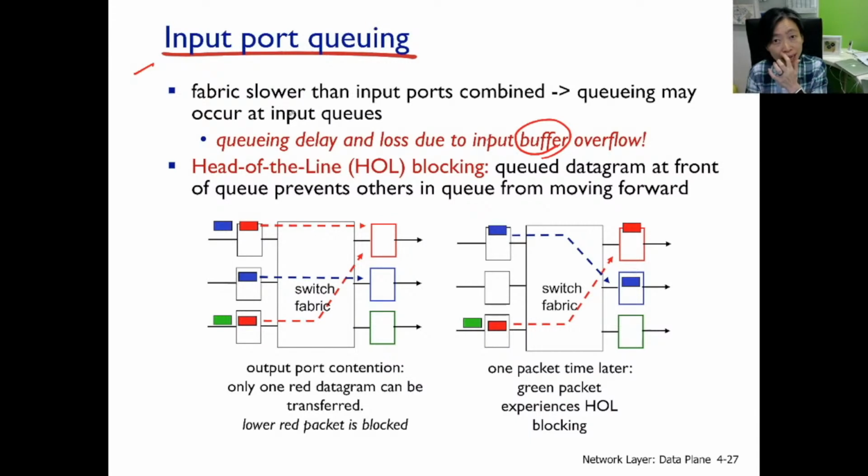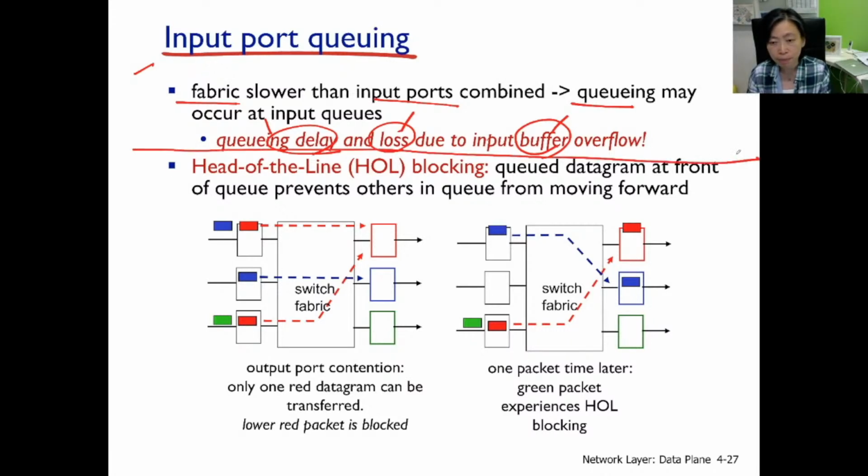Now, the reason that we need it in the input port is this. When the switching fabric is slower than the input port rates combined, the packets are coming in really, really fast. And these packets might need to be queued temporarily in the buffer. That's why we see queuing delay. When the buffer is full, packets get dropped. So the queuing strategy and the dropping policy, as well as how much buffer we should allocate to this input port, those things are all part of the buffer management, which we'll talk more about in the next few slides.